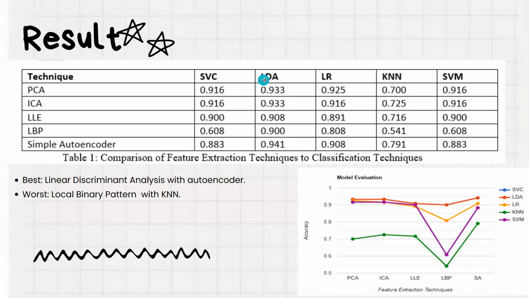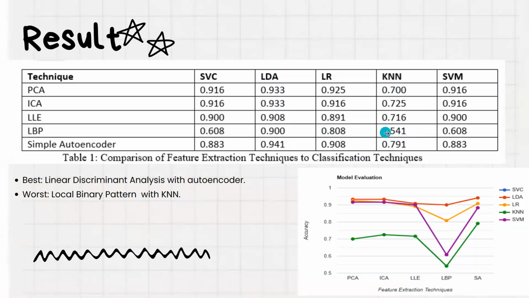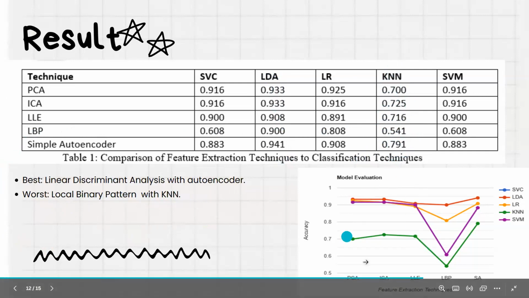In this, the best classification technique is linear discriminant analysis in average across all of it, whereas the worst is local binary pattern with KNN. If you see local binary pattern, it's just giving 0.541, and on average KNN is the worst classification technique. You can also check it from the graph I have given.